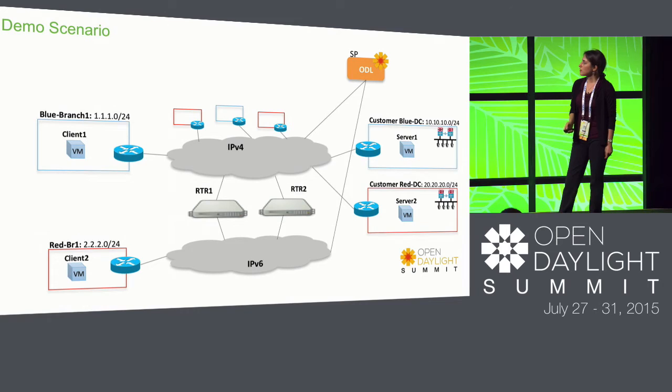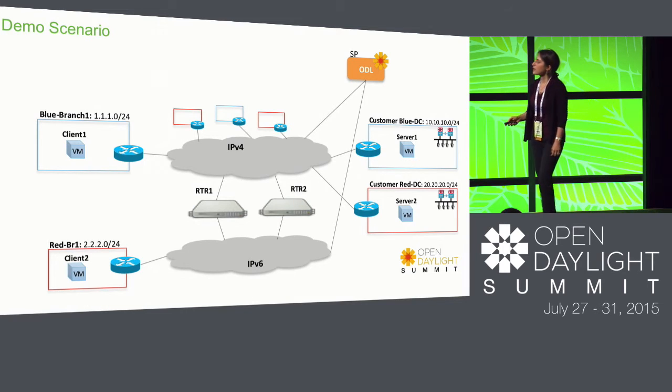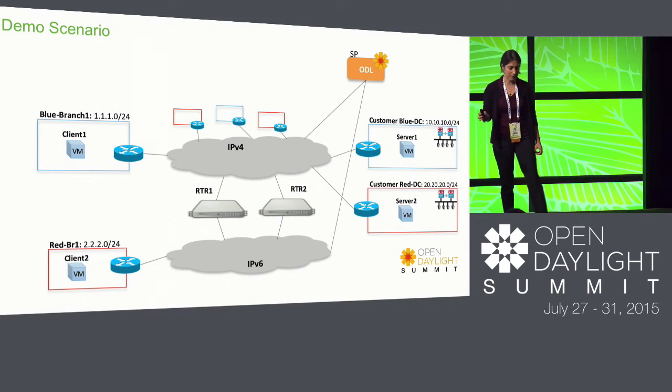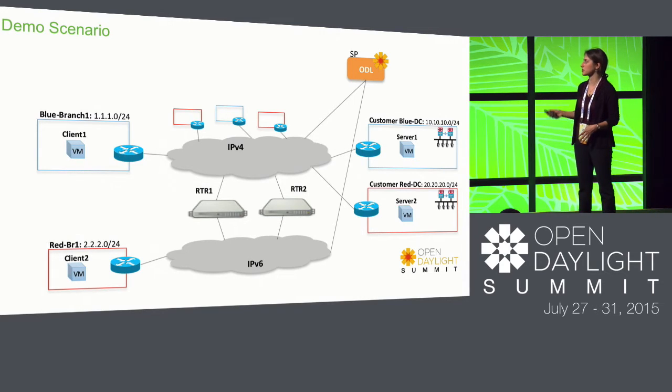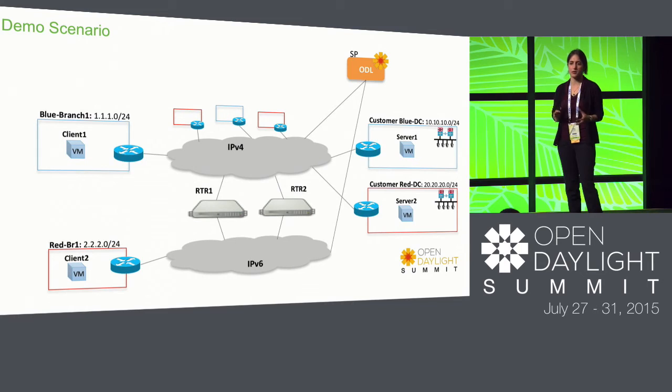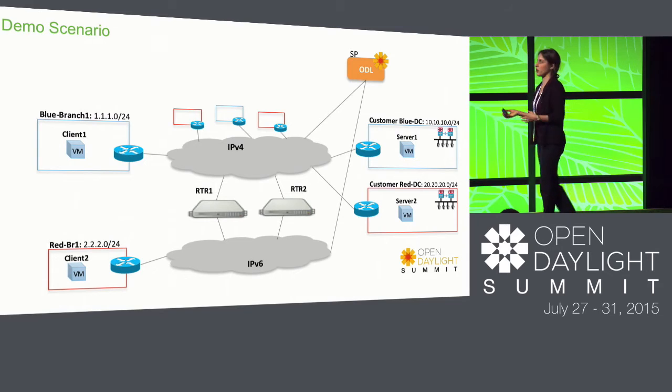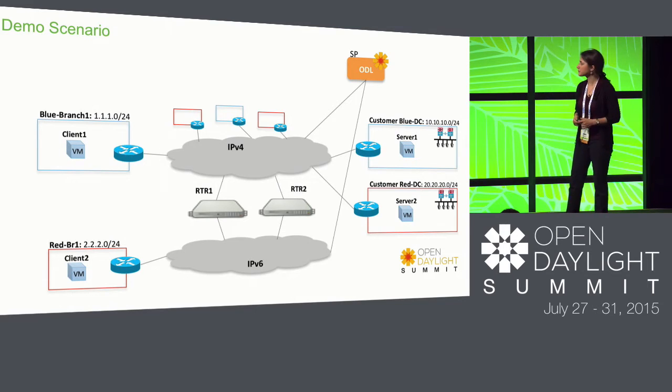So we enable that by one of the LISP elements that is called the re-encapsulating tunnel router, which is a typical LISP router that gets encapsulated packets, decapsulates them, and does another lookup to see where it has to send it. And then encapsulates again and moves it forward.